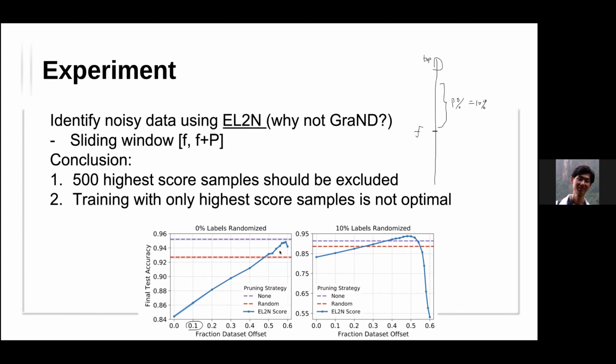And also, okay, if that is the case, you say the top 500 should be excluded. But how do you interpret the 0% label randomized in the first diagram, where there's no noise data? There's no noise data, but every data set has some hard samples. The highest score samples should be those hard samples.